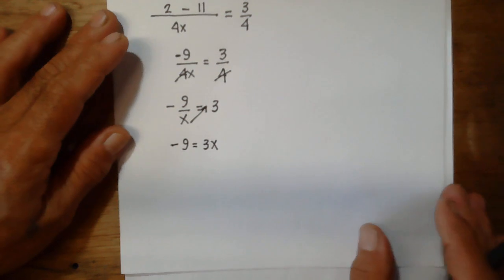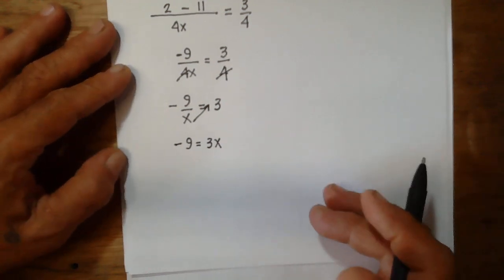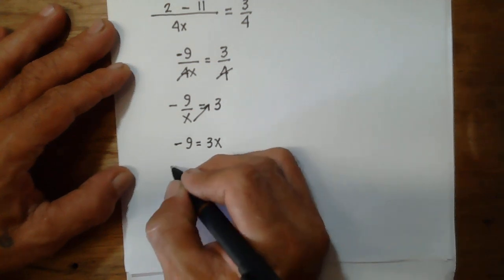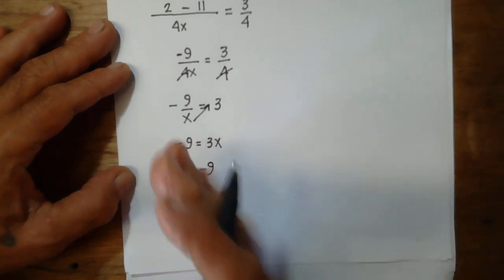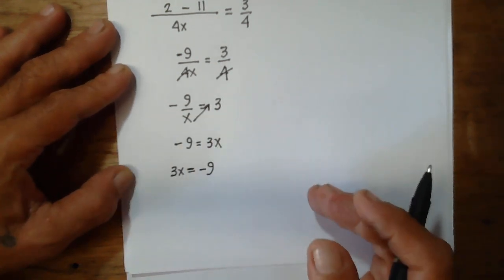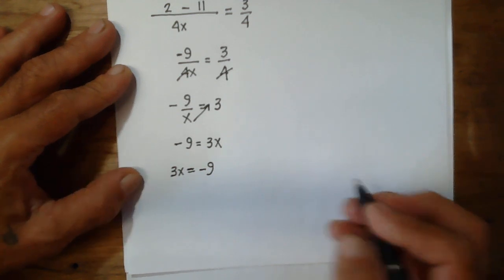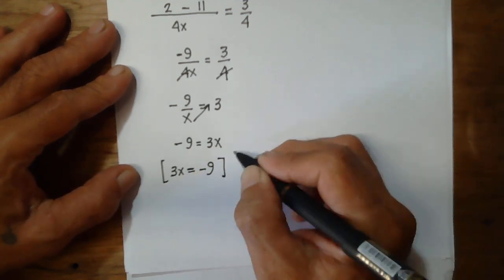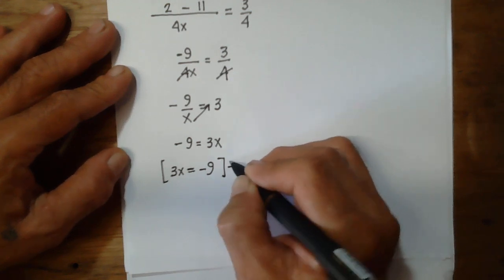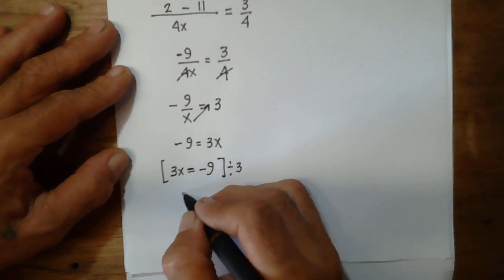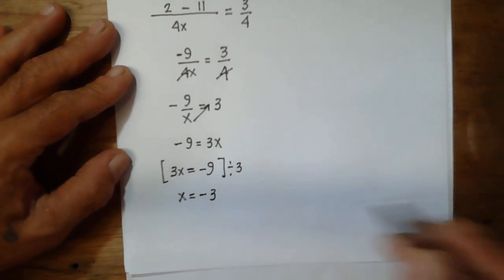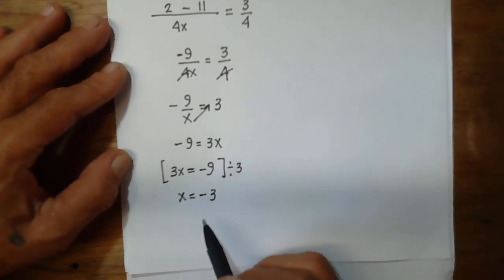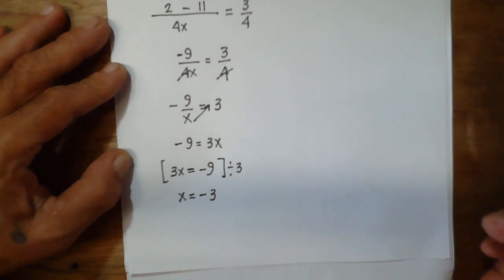Now, we need to commute the terms, or we use the symmetric property of equality. We have 3x is equal to negative 9, so that the variable x is placed on the left side of the equation. Now, solving for x, we divide the left and the right side of the equation by 3. So we get x is equal to negative 3. So here we have x is equal to negative 3.